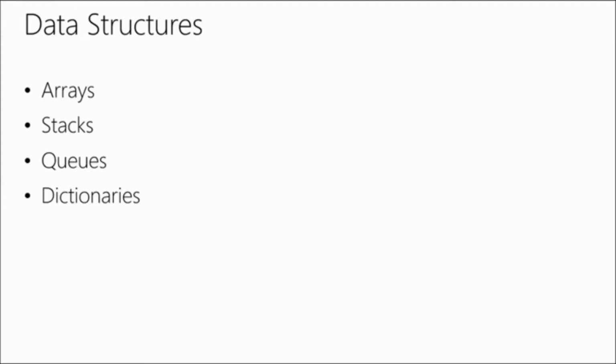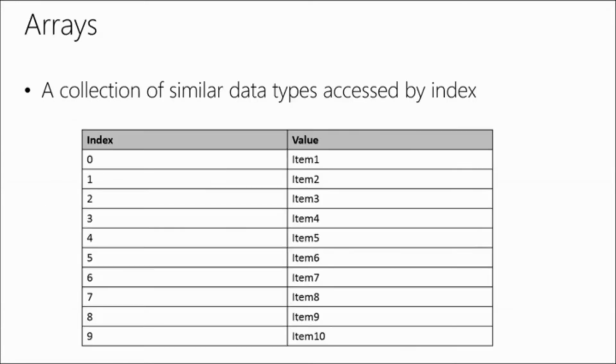So let's look at our first one. In this module, we'll take a look at arrays, stacks, queues, and dictionaries. So four different ones that we'll focus on. We'll let you know what they look like, how they're implemented, where you might use them, and then we'll see some actual code samples of what those look like.